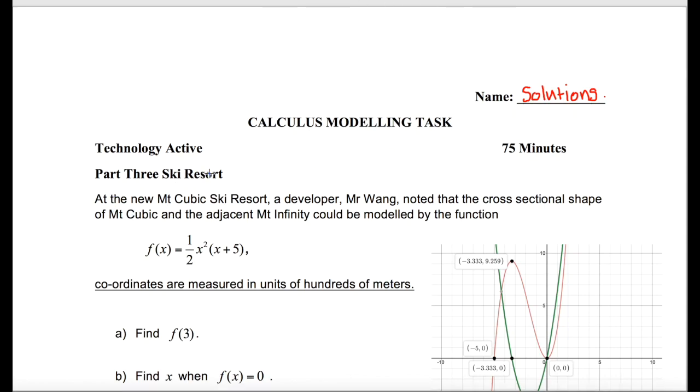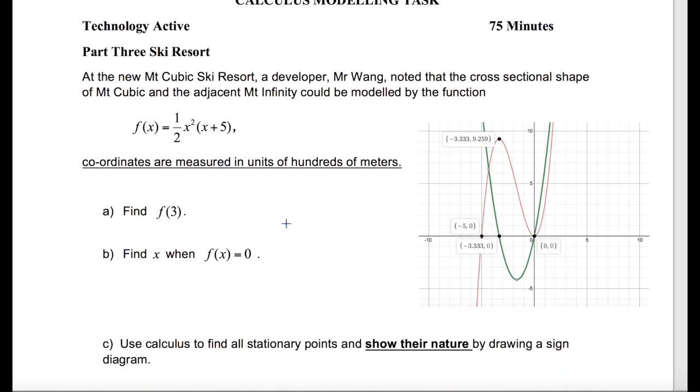Alright, at the new Mount Cubic ski resort, a developer, Mr. Wang, noted that the cross-sectional shape of Mount Cubic and the adjacent Mount Infinity could be modeled by the function f of x equals a half x squared times (x plus 5). Coordinates are measured in units of hundreds of meters. Find f of 3. Well, that should hopefully be straightforward.